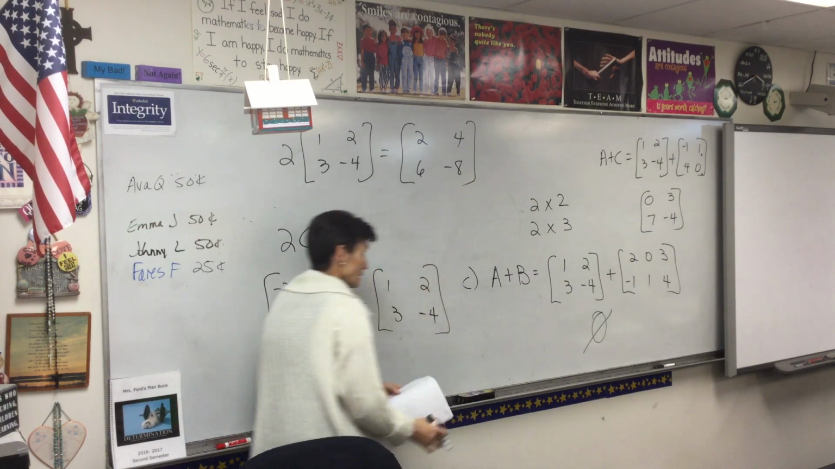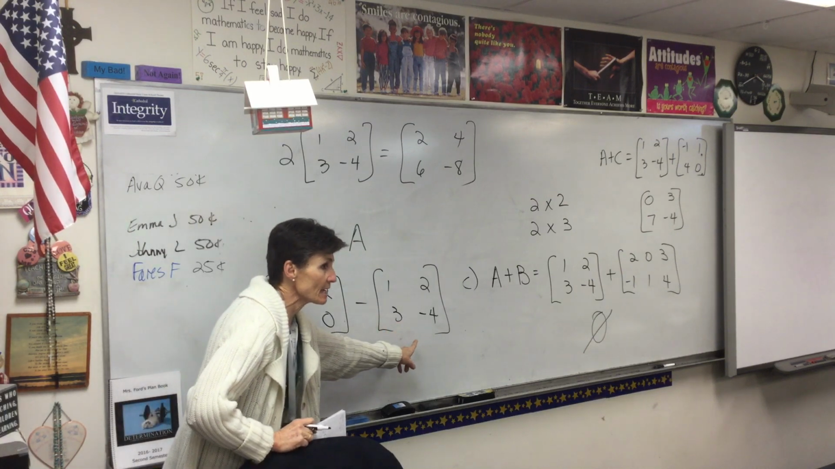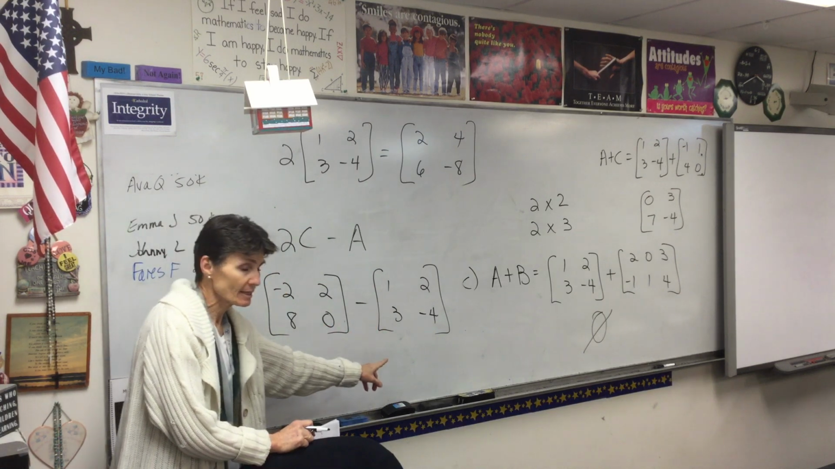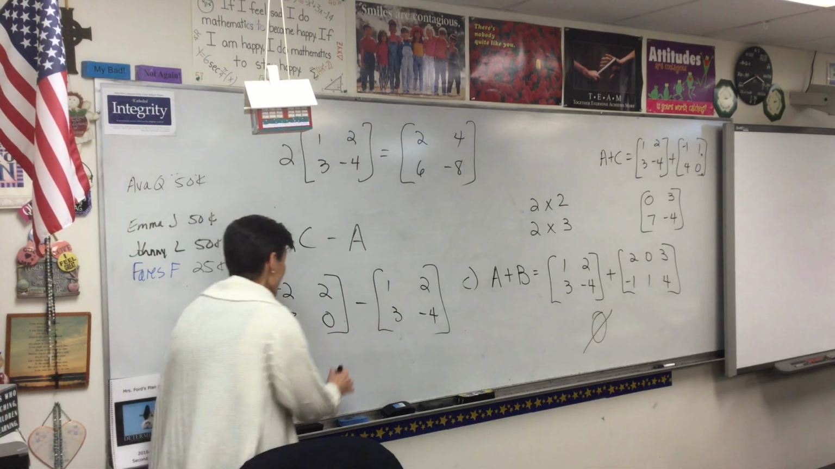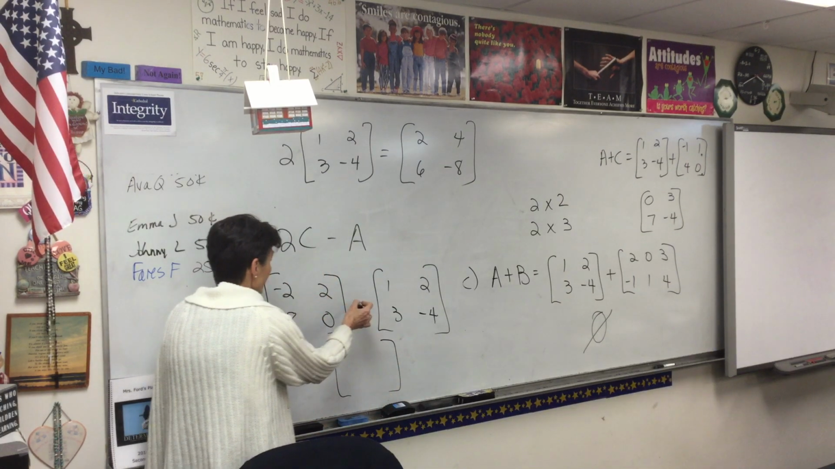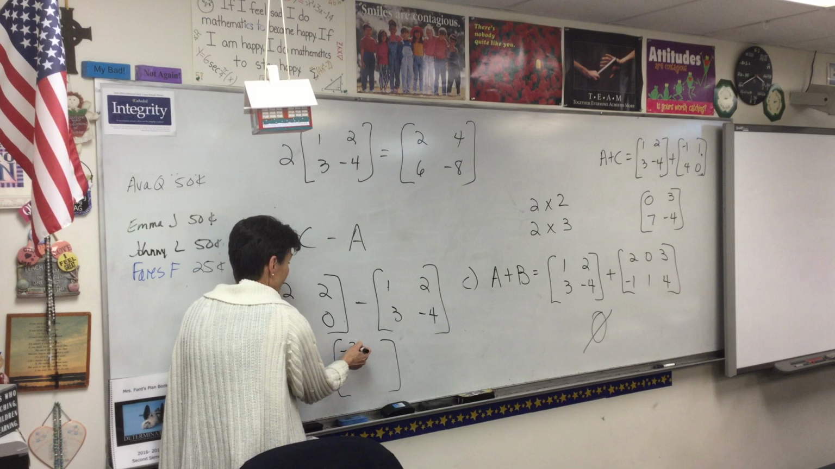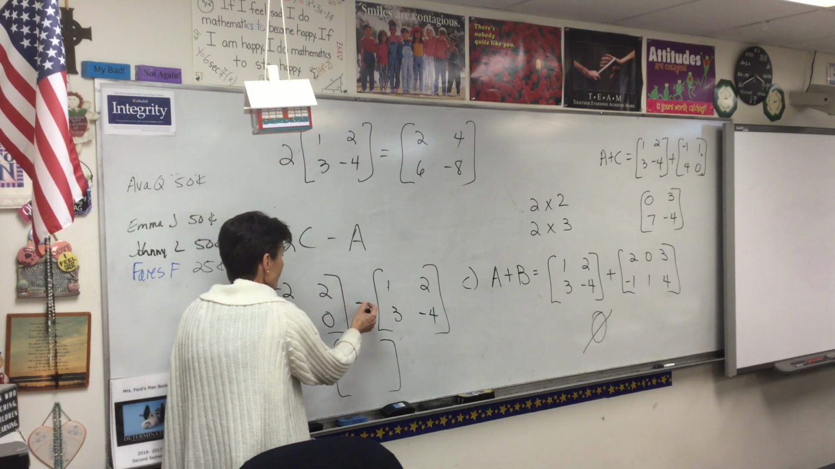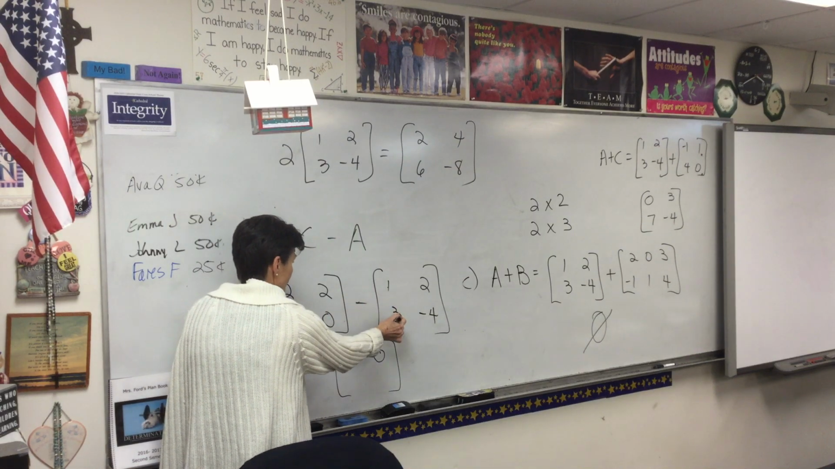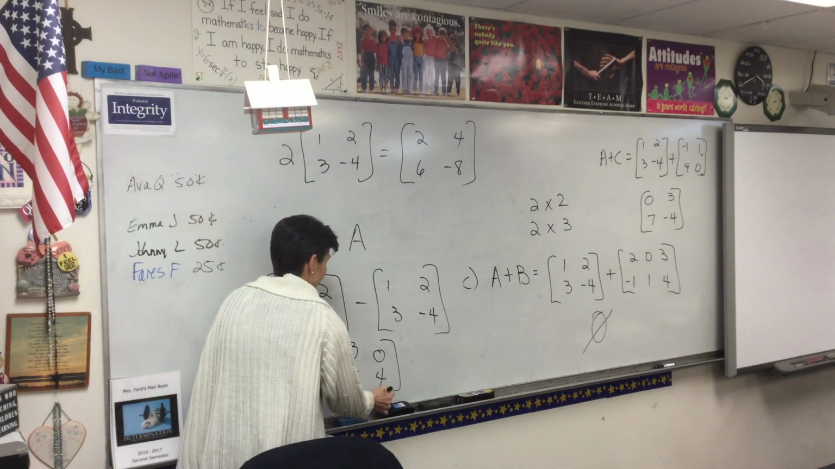Now, first of all, can I even do that? Yes, because these guys are the same size, right? I can't add or subtract unless they're the same size, but these are the same size, so now I'm going to subtract. So negative 2 minus 1, negative 3. 0, 2 minus 2. 8 minus 3. 0 minus negative 4. There you go.